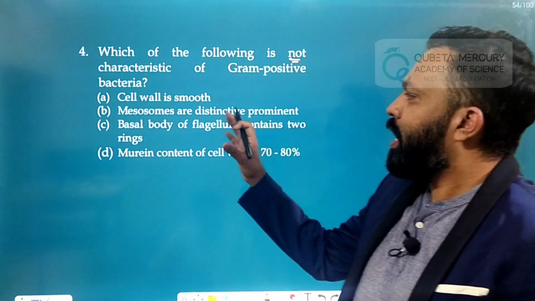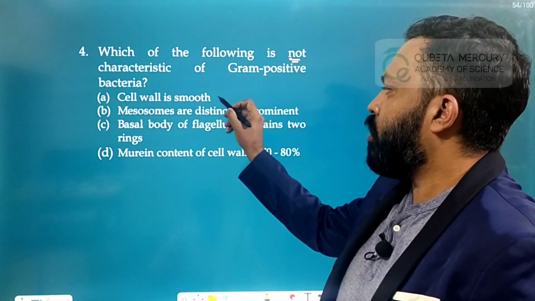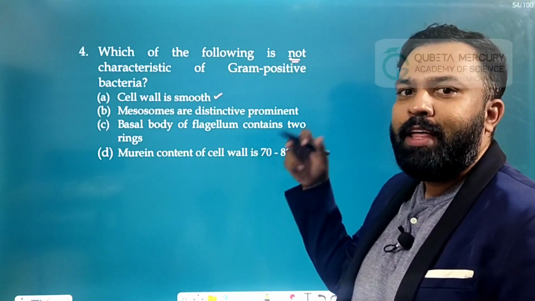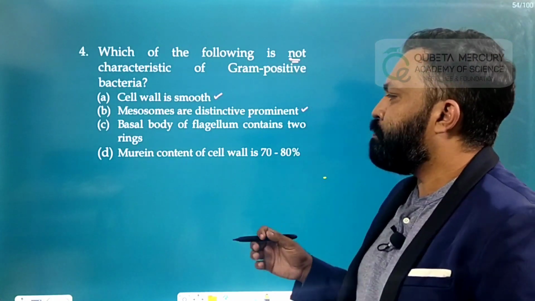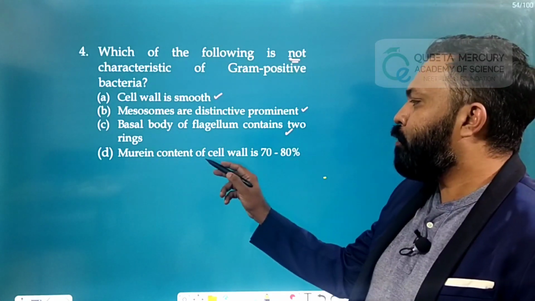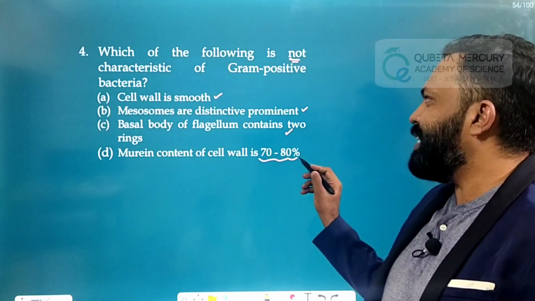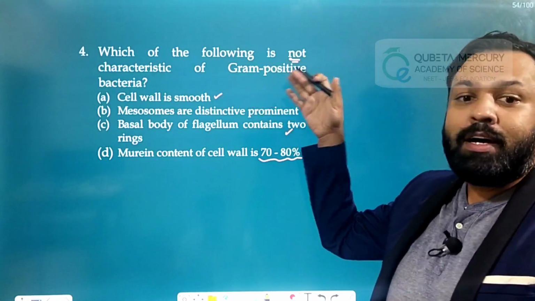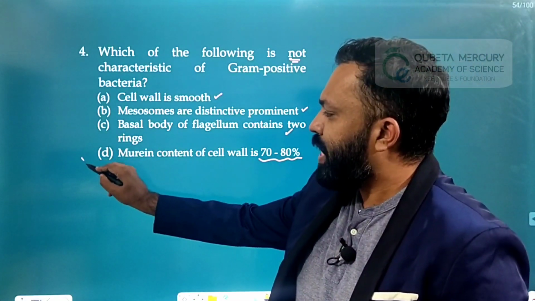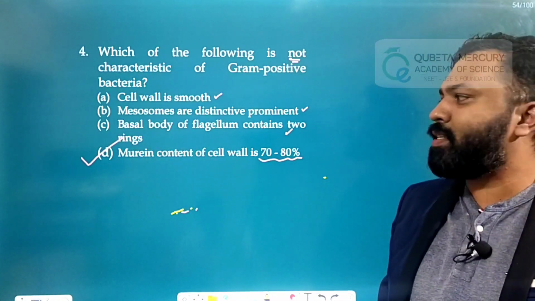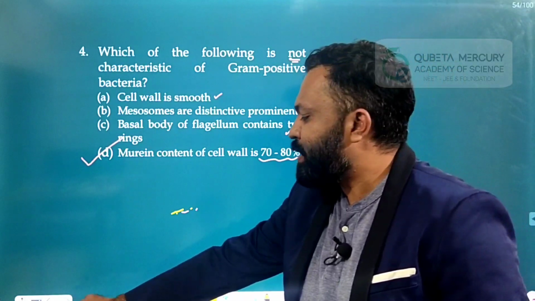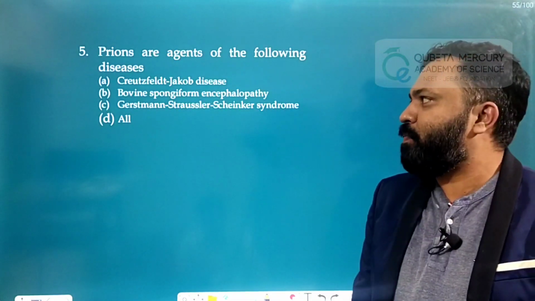So, cell wall is smooth. That is a feature of gram-positive bacteria. Mesosomes are distinctive or prominent. That again is a feature of gram-positive bacteria. Basal body of flagellum contains 2 rings. Fine. But murein content of cell wall being 70 to 80% is not a feature of gram-positive bacteria. Instead, it is a feature of gram-negative ones. Thus, the right answer for question number 4 is option D. The last option is the right answer. Okay. Let us move on to the next question, question number 5.